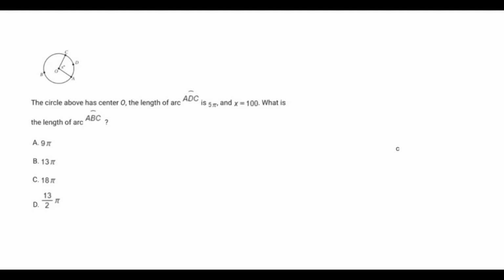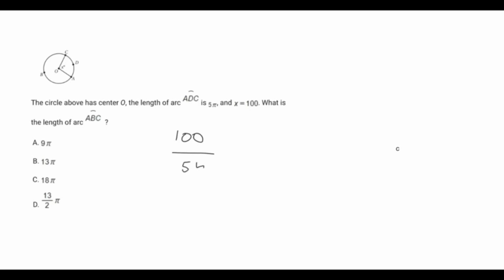And this problem says that the circle above has a center O. The length of arc ADC, the minor arc, is 5 pi, and x equals 100. What is the length of arc ABC? All right, so if we look at this, what we want to do is set up a ratio, right? So the first thing we know is that the angle x is going to be corresponding with that arc ADC. So our angle x, we can just write this on top, would be 100, right? And so it's corresponding to arc ADC, which has a length of 5 pi.